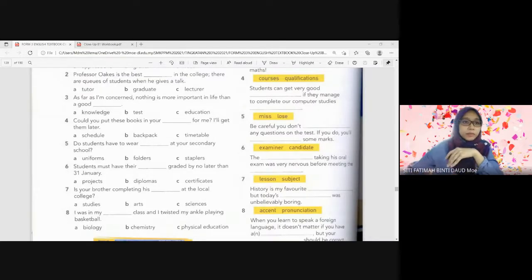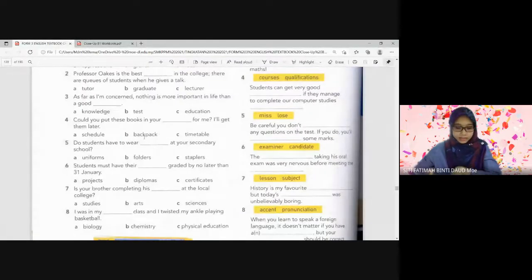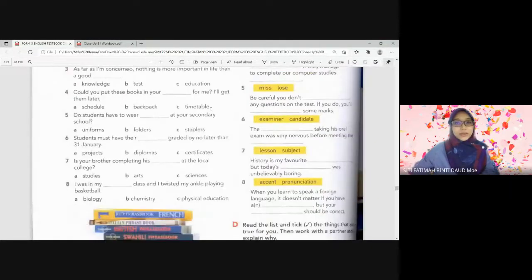Alright, could you put these books in your, for me, I'll get them later. This one very easy. Backpack. Books in a backpack, eh? Alright, you don't put books in the timetable. You put a program in the timetable or schedule.